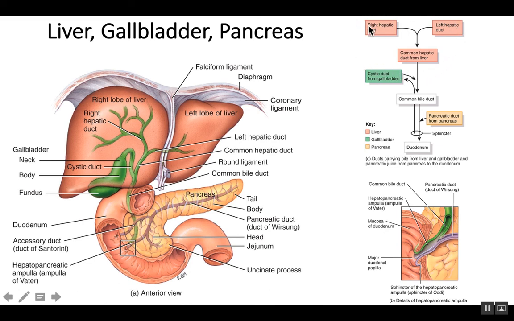Produced in the liver, delivered to the duodenum. Unless you don't need it there, then the sphincter closes and the bile gets forced by basically just a little pressure because of closing of the sphincter. That bile can go back up into this gallbladder and be stored. So a lot of little tubes, a lot of little ducts transporting these secretions, either pancreatic juice from the pancreas or bile from the liver via the gallbladder.